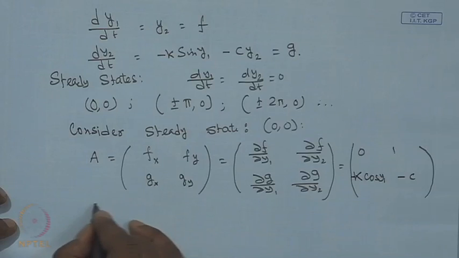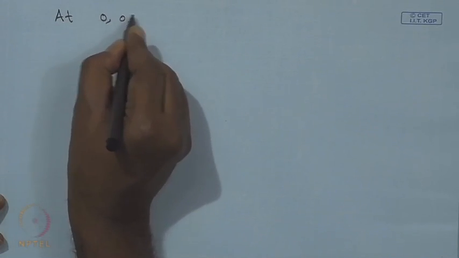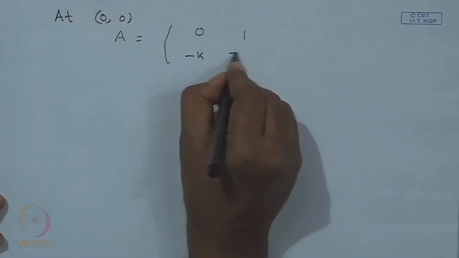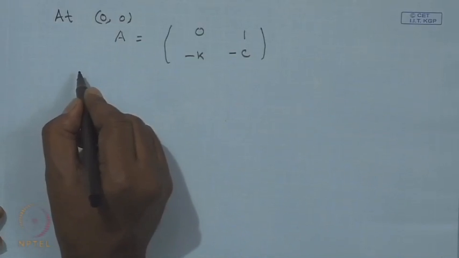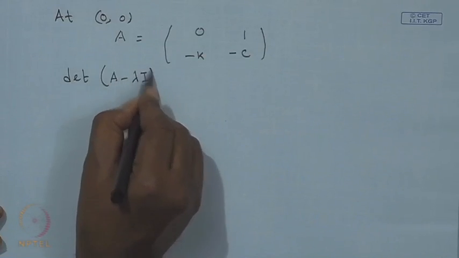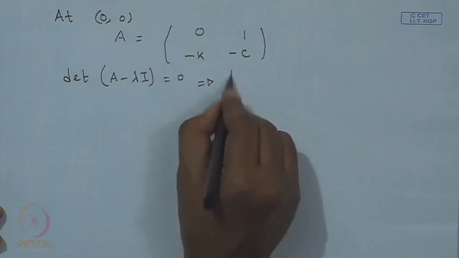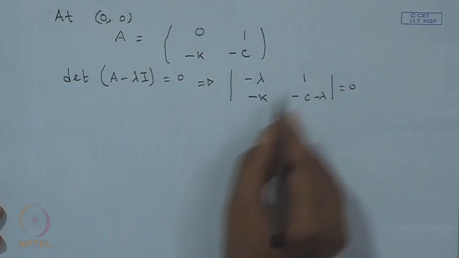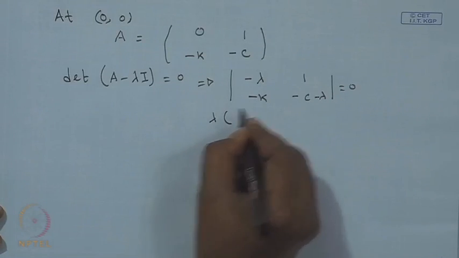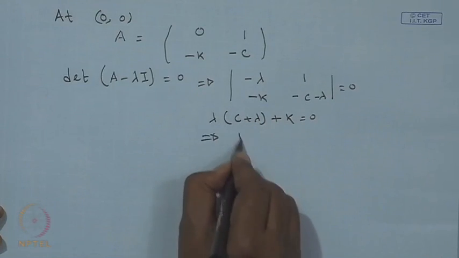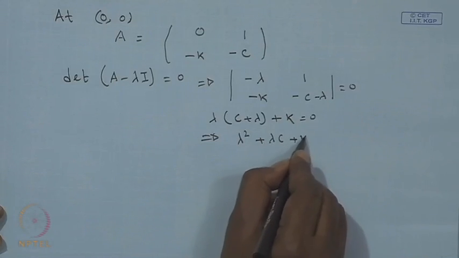We evaluate this Jacobian matrix at the steady state. So, at (0, 0) this becomes [0 1; minus k, minus c]. Now we evaluate the eigenvalues, by putting the determinant of A minus lambda I equal to 0. We get minus lambda times minus c minus lambda, plus k, equal to 0. So, you will have the condition lambda square plus lambda c plus k is equal to 0.